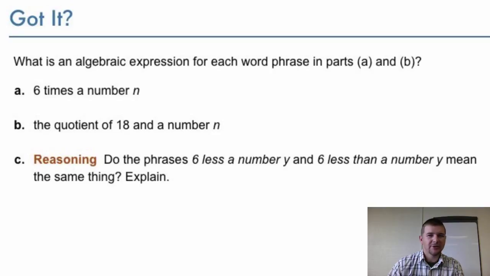And another opportunity to show that you have got it. What is an algebraic expression for each word phrase in parts A and B? Part A, 6 times the number n. Part B, the quotient of 18 and a number n.